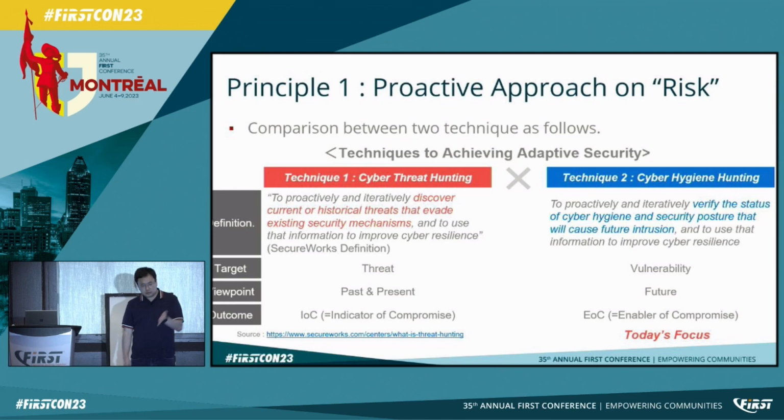On the contrary, cyber hygiene hunting is much more focused on the future side. The target is vulnerability, but we focus on the potential failures which cause a future intrusion. That is why the viewpoint is the future, and the outcome is called the enabler of compromise. It focuses on failures such as misconfigurations, account management failures, and so on. We'd like to focus on this part today.